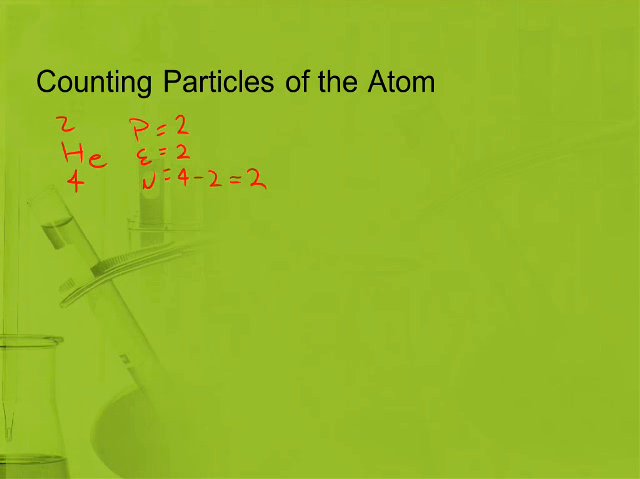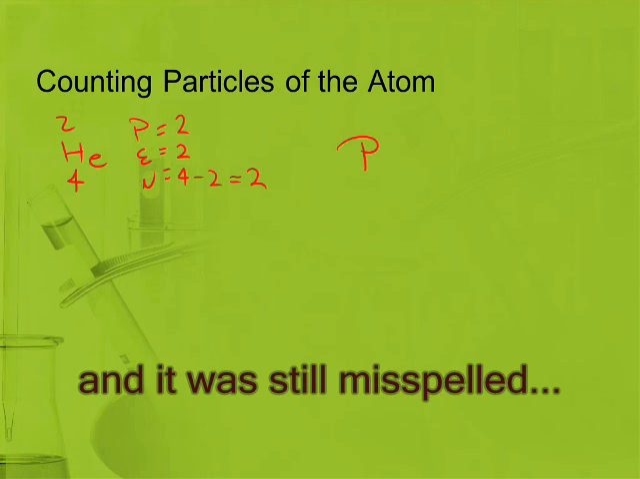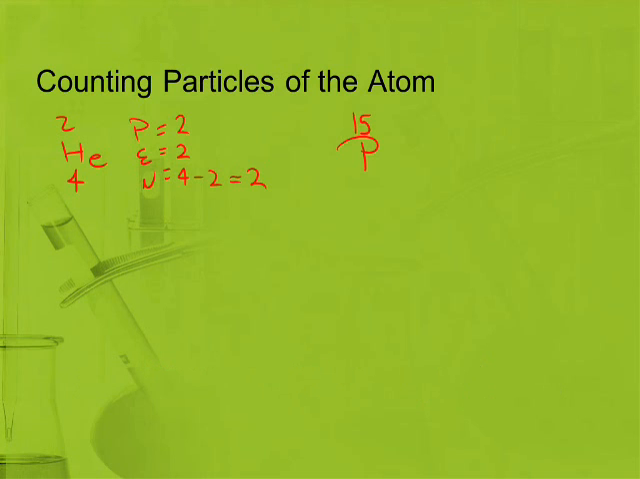Let's make this a little more challenging. Let's go to phosphorus. It has an atomic number of 15, and we can round from 30.9 to 31. And we have protons, electrons, neutrons. The protons will be the atomic number, 15. The electrons will be the same as the protons. The neutrons is the mass minus the atomic number, so that's 16.